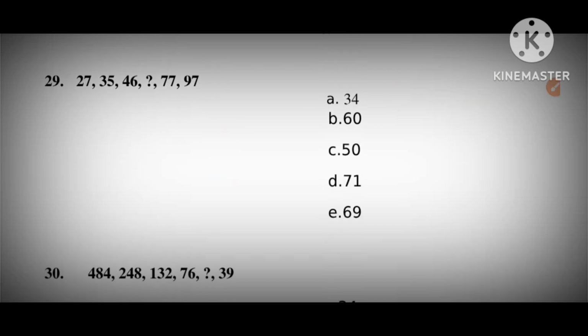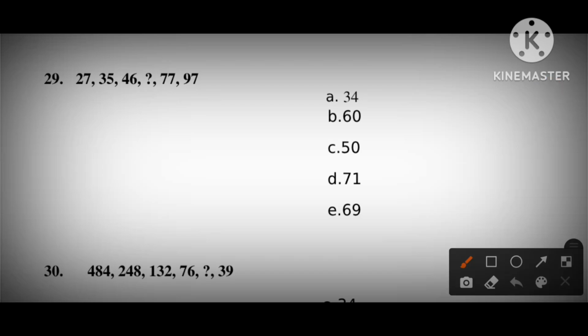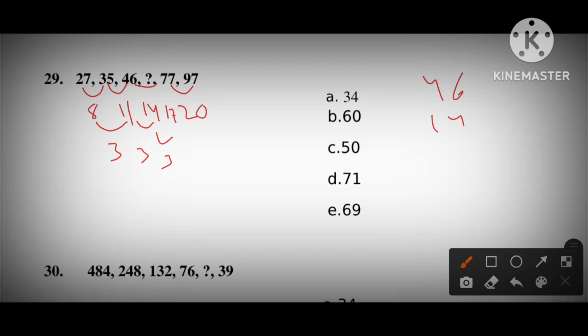Now question number 4. Here we see a difference of 8. Here we see a difference of 11. Here we see a difference of 20. Let's see double difference. Here is 3. The next one 3 means 14. The next 3 means 17. 17 plus 3 will be 20. So here the difference must be 14. So 46 plus 14, which will be 60, is our answer. Option B is the answer for this question.